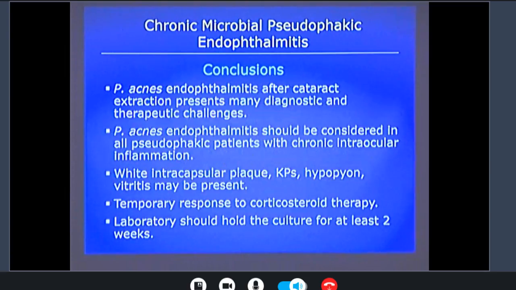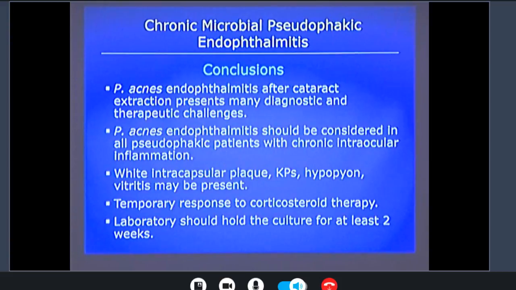So in conclusion, Propionibacterium acnes endophthalmitis after cataract surgery presents many diagnostic and therapeutic challenges, but I am sure that now, after this lecture, it would not be difficult to make the diagnosis. Any patients that have significant granulomatous inflammation one month or more after cataract surgery, especially after YAG capsulotomy, you have to suspect it. If you suspect it, you will not miss it.